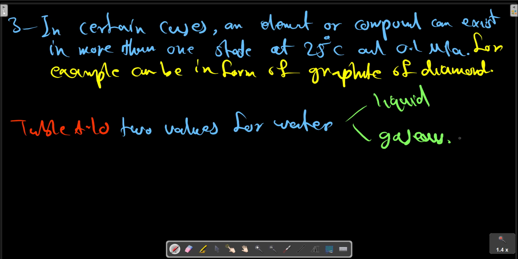The next section is the first law analysis for reacting systems.